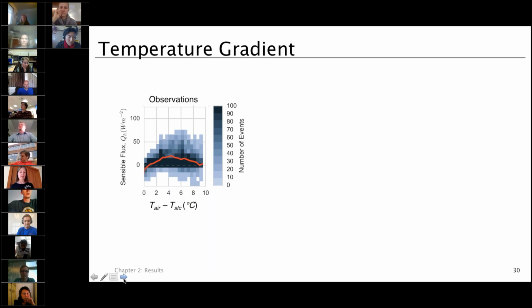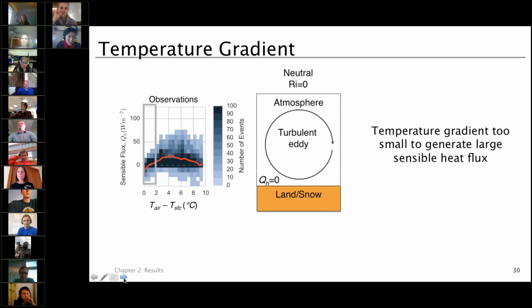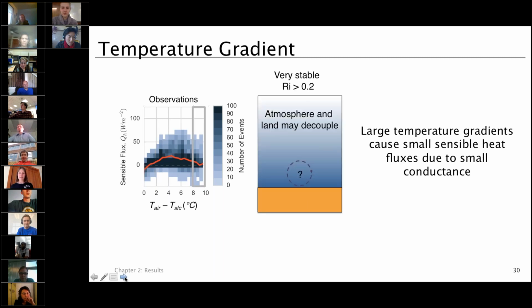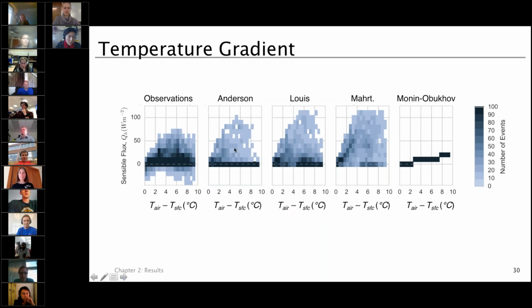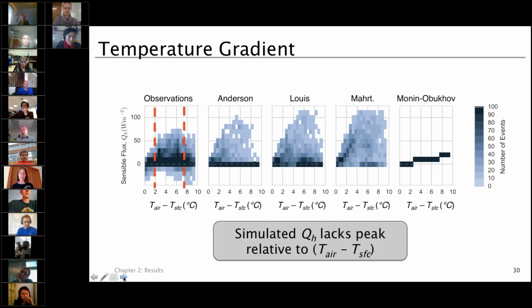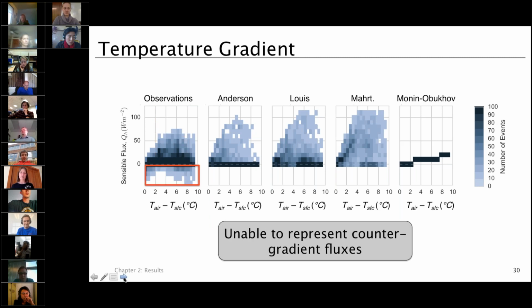You also see the scatter is pretty crazy. So again, small, the temperature gradient isn't large enough to cause it. Large, the atmosphere may decouple from land. In the middle, we would probably get the largest sensible heat flux. So at least on average, the observations show that. In terms of all the model schemes, they actually don't get that basic relationship. The simulated sensible heat flux really lacks this peak relative to the air temperature.